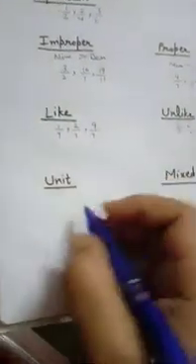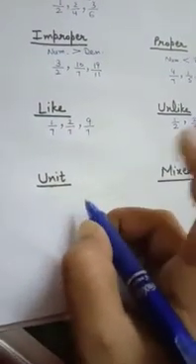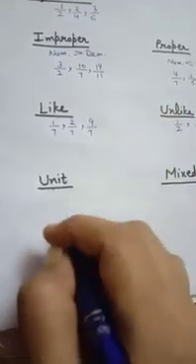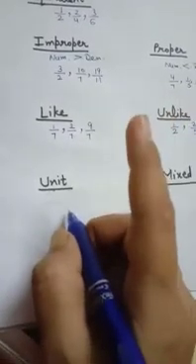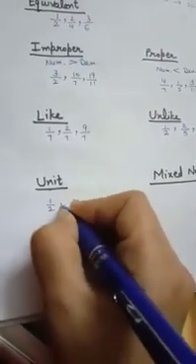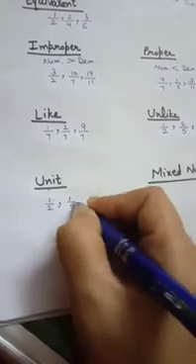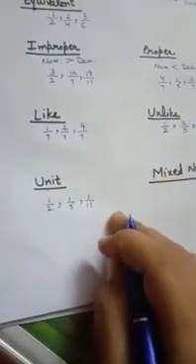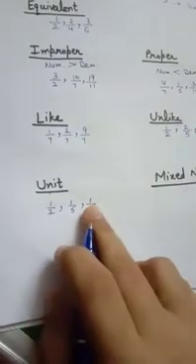Next we have unit fractions: fractions whose numerator equals 1. For example, 1/2, 1/5, 1/11. All these fractions are called unit fractions.